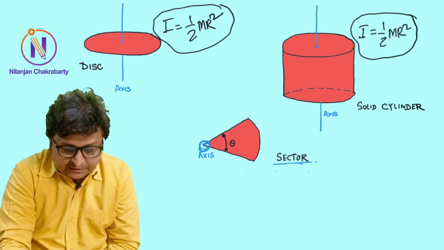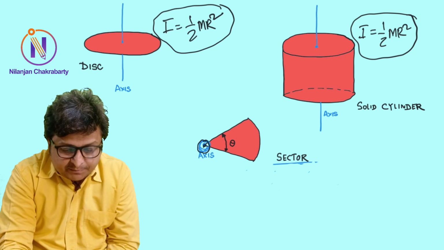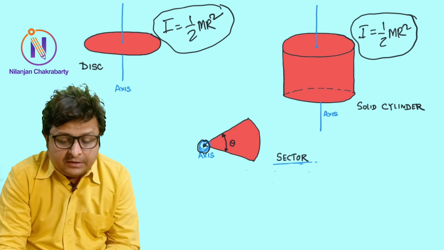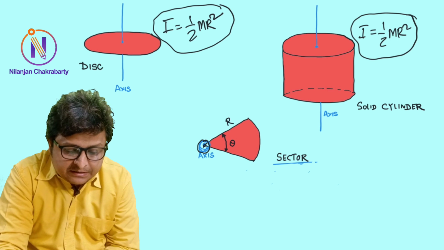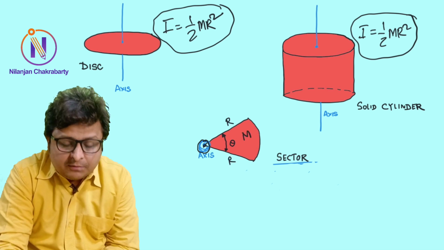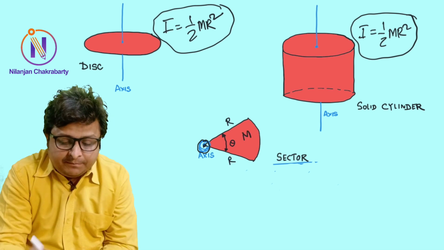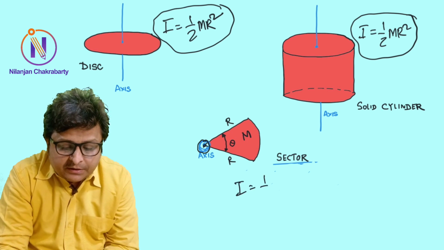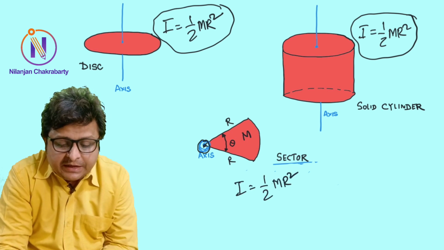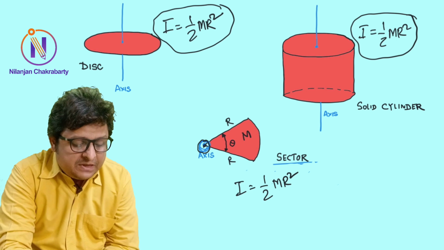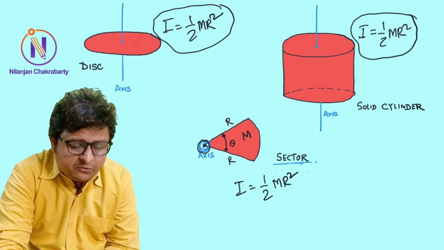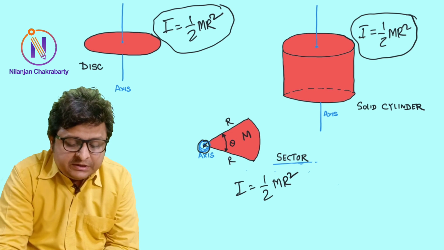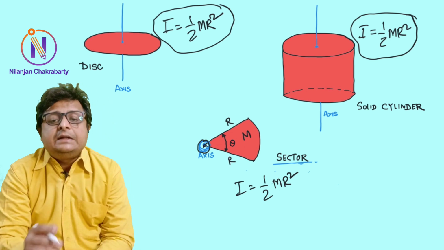Okay, for a sector of a disc, the axis is perpendicular to the sector and passing through its center of curvature. Here the radius of curvature is r, and the mass of this portion of the disc is m. So here also you get half mr square, because the radial distribution of mass for the disc and for the sector is actually the same.